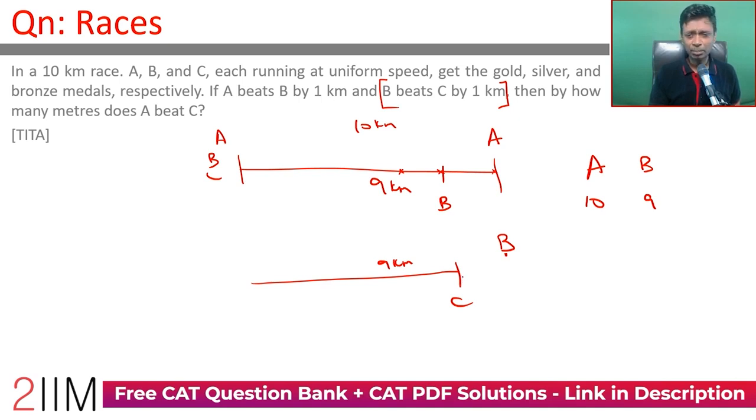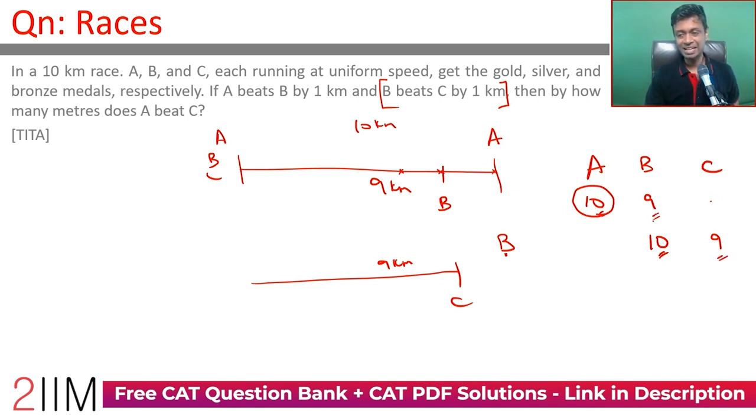After this, this is a plain old-fashioned ratio question. When A does 10, B does 9. When B does 10, C does 9. And then by how many meters does A beat C? That means when A is finishing, how much has C done? When B does 10 kilometers, C does 9.